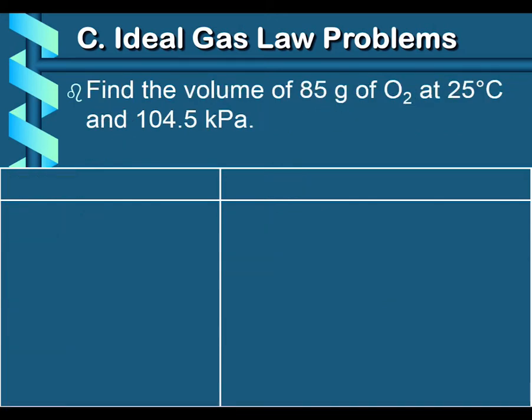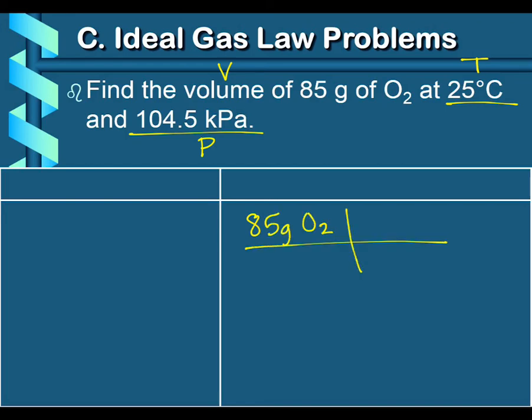And the last example we're going to look at says find the volume of 85 grams of oxygen at 25 degrees Celsius and 104.5 kPa. So we're going to be looking for volume. 25 degrees Celsius, well, that's the temperature we're going to use, but in Kelvin. And kPa is a pressure unit. Notice earlier I said if you're given mass, that's going to have to be converted. So that 85 grams of oxygen must be converted to moles. So grams to moles.